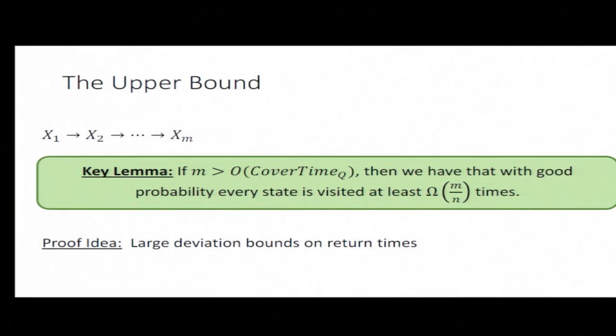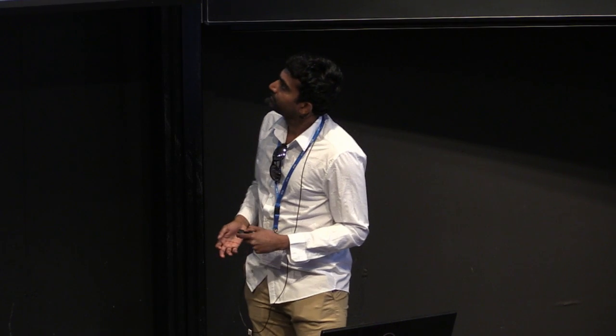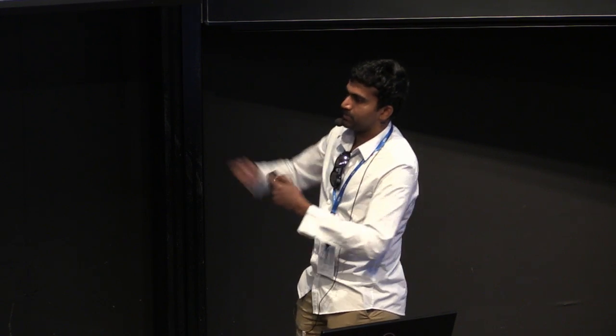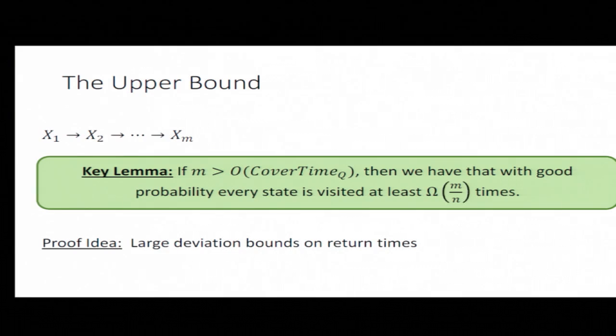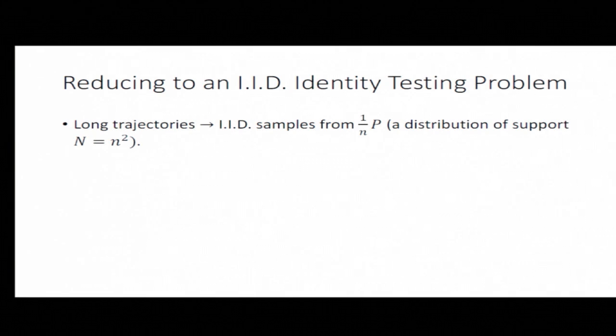So, a brief idea of how we show our upper bound. The key lemma is this one, which says that if your trajectory is longer than the cover time of the chain from which we're getting samples, then we can guarantee with good probability that we actually visit every state some minimum number of times, which is roughly m over n, where n is the number of states. And what this allows us to do is to take long trajectories of the chains and use them to simulate i.i.d. samples from this distribution capital P over n.